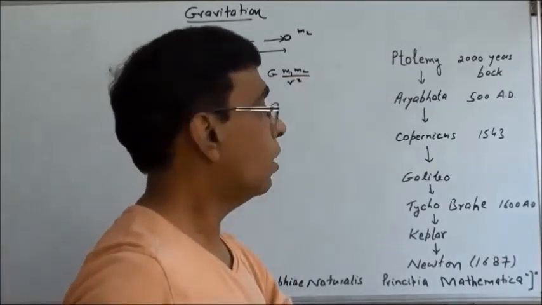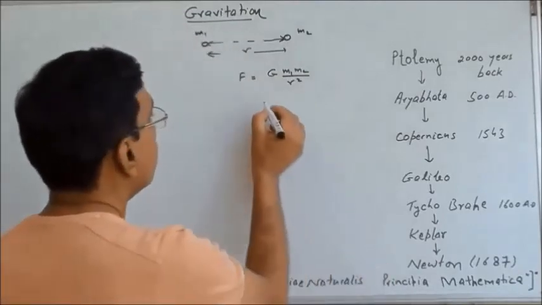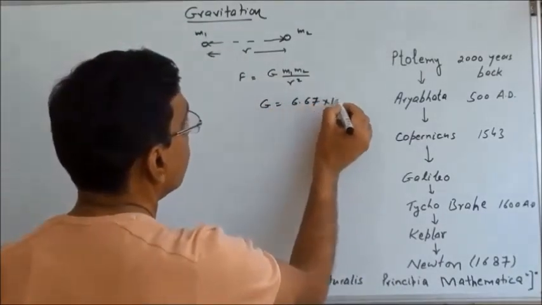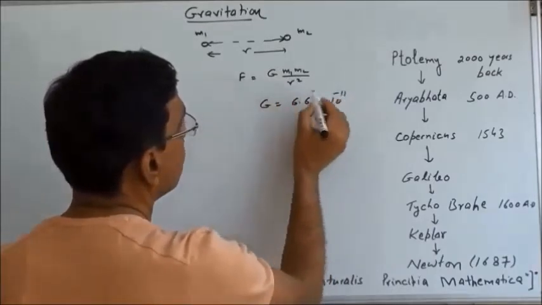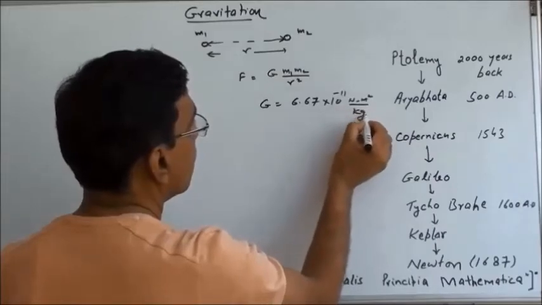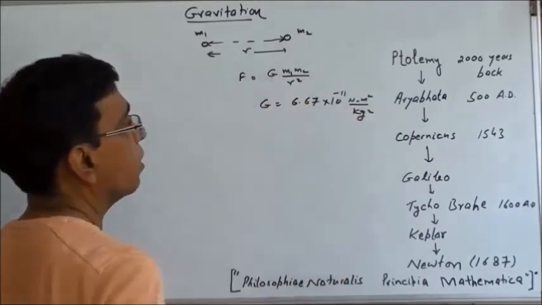F is G m1 m2 by r square. The value of G was found to be 6.67 into 10 raised to the power minus 11. And what will be the unit for it? Newton meter square per kg square. This we can find from here.